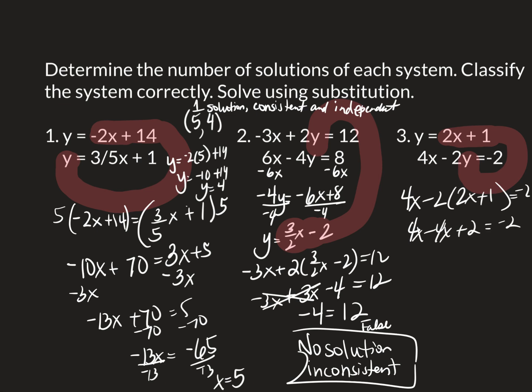Oh, I just made a mistake. This should be minus 2. 4x minus 4x minus 2 equals negative 2. I'm going to combine like terms here. That gives me 0. So I have negative 2 equals negative 2. This is a true statement. So I know my solutions are infinitely many solutions.